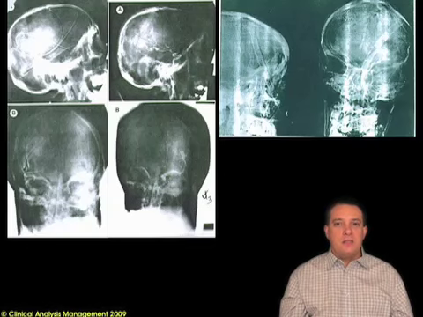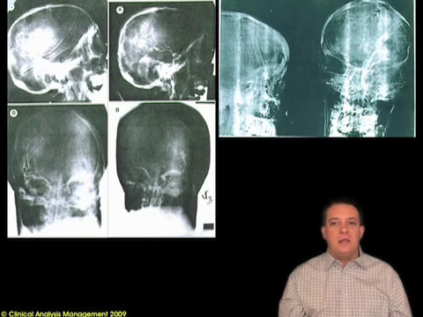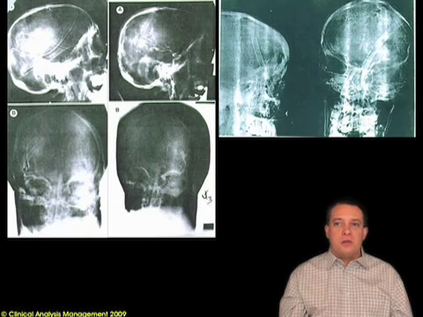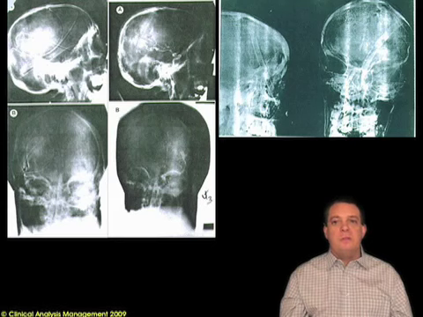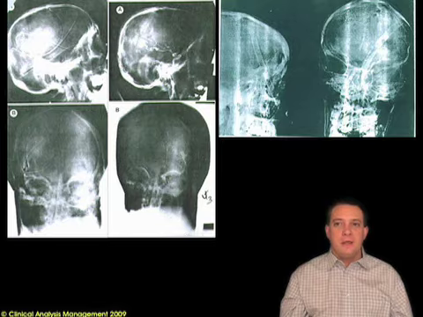Now, NG tubes are not the only thing that can be pushed up in the brain. These are all various pictures of ET tubes that have been pushed up in the brain, so we also want to avoid things like nasal intubation and things like that.